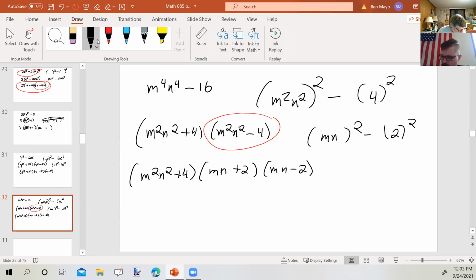Let's see here. Now they're going to mix them up. So some of these are going to be binomials that will or won't be a difference of two squares, excuse me. Some of them are going to be trinomials that will be a perfect square trinomial.